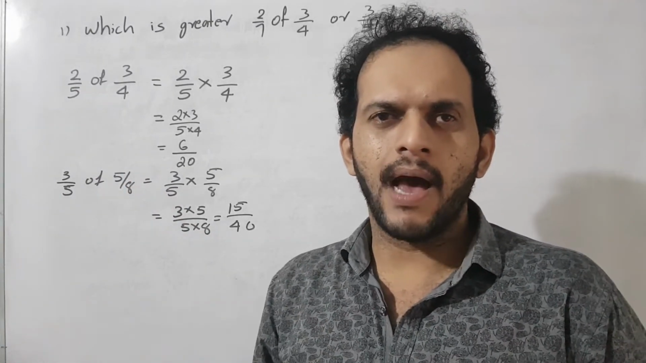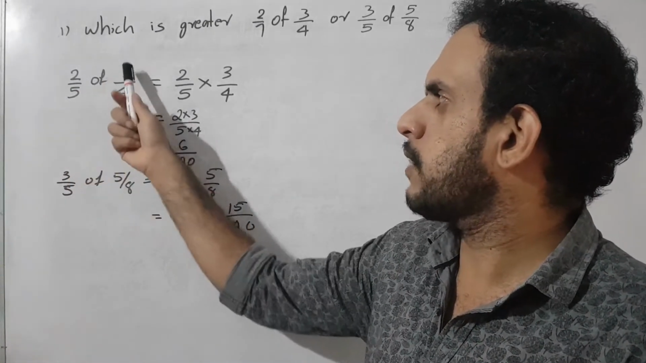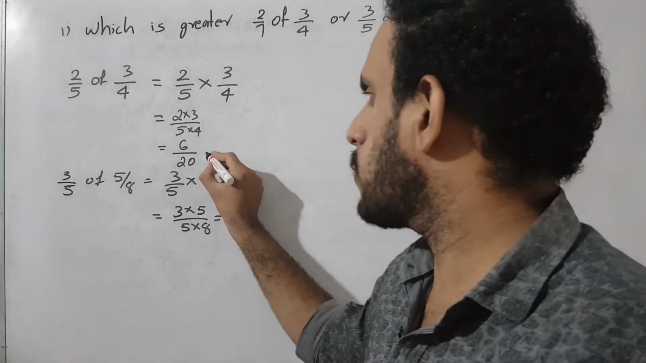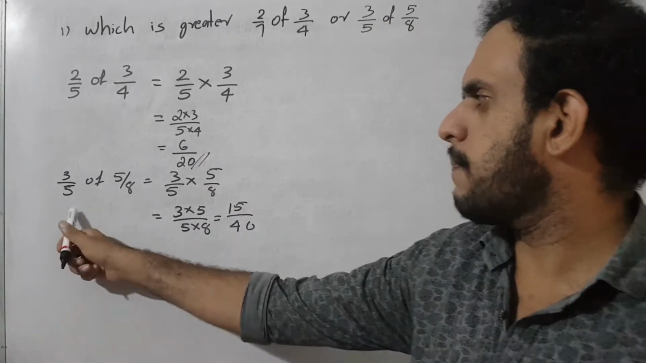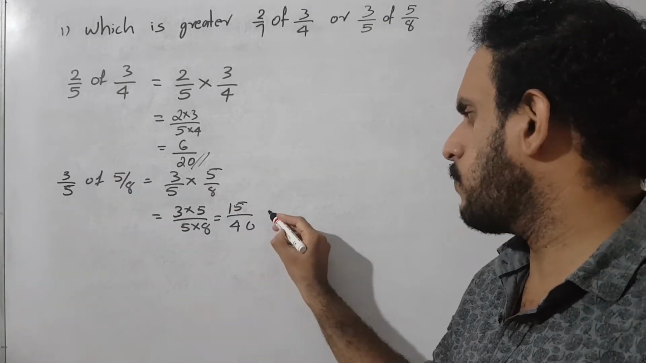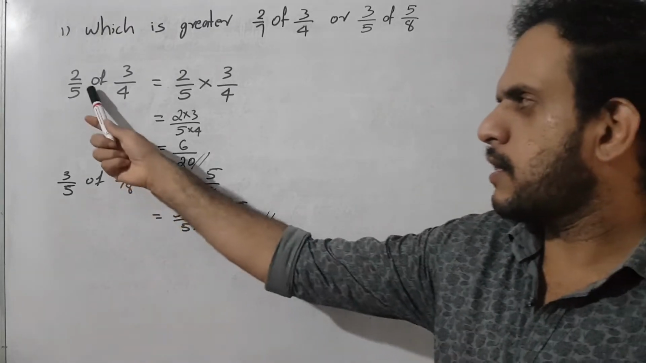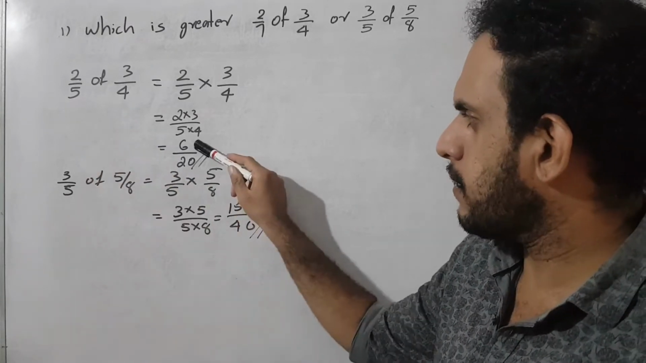Okay, for that, what is actually 2 by 5 of 3 by 4? That one is 6 by 20. What is 3 by 5 of 5 by 8? That one is 15 by 40. Correct. So instead of comparing these two, we compare these.